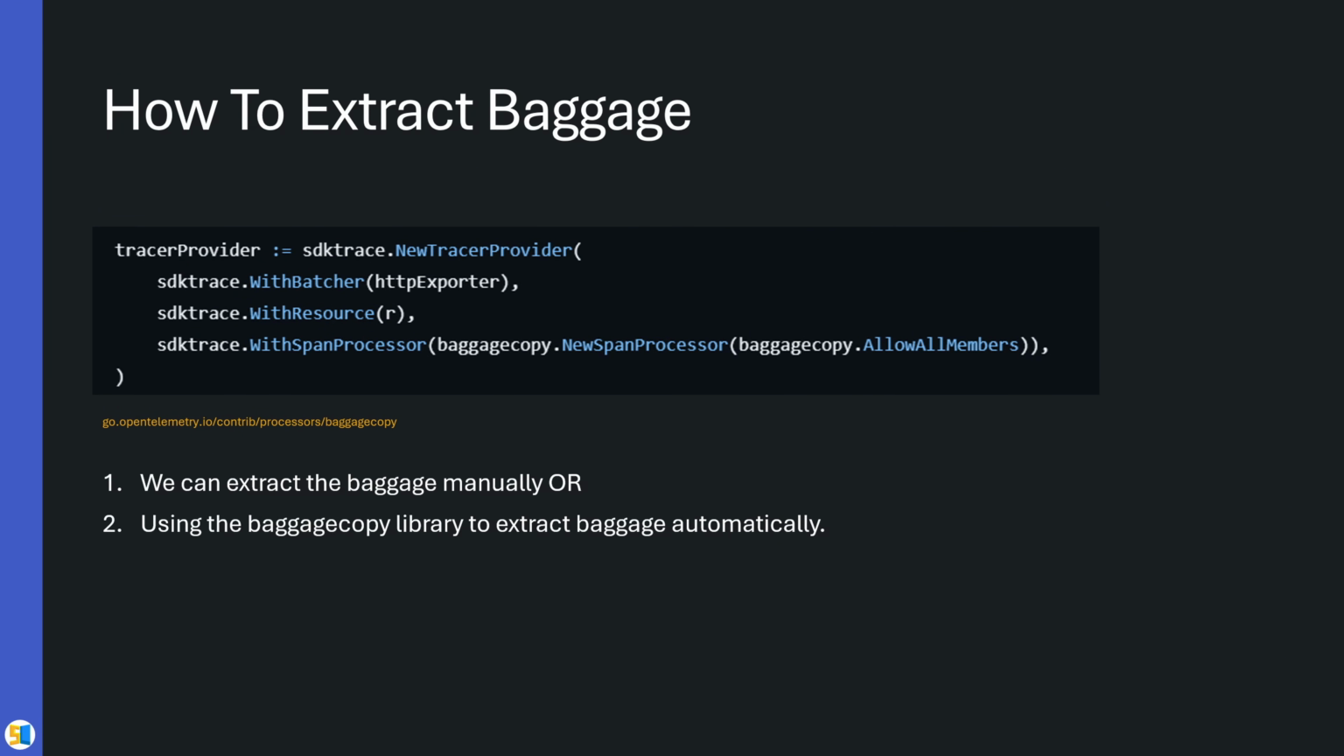How to extract the baggage? You can do it manually, but you can also use baggage copy processors. In this case, I use baggage copy processors inside the span processors because this is trace, but you can also use it in the log or in the metrics, right? And then I set an option to allow all members. So I want to add all baggage keys, but you can also be more specific, right? Maybe you want to extract a specific key or by regex, right? You can do all of the stuff.